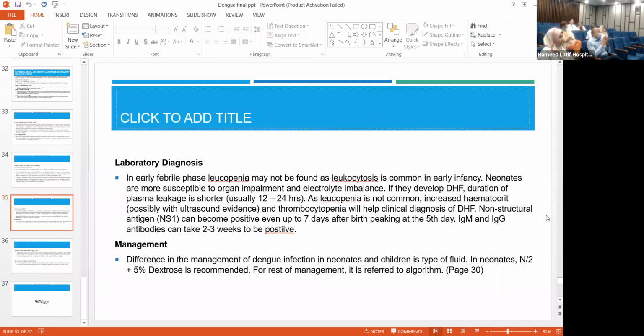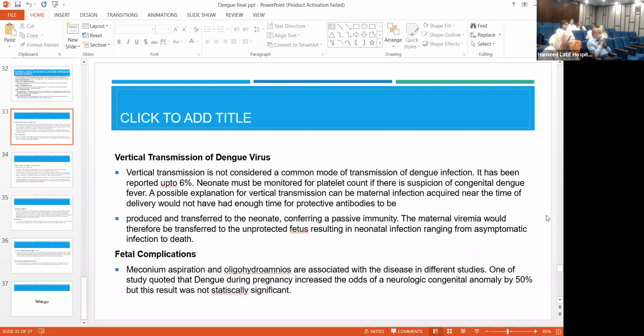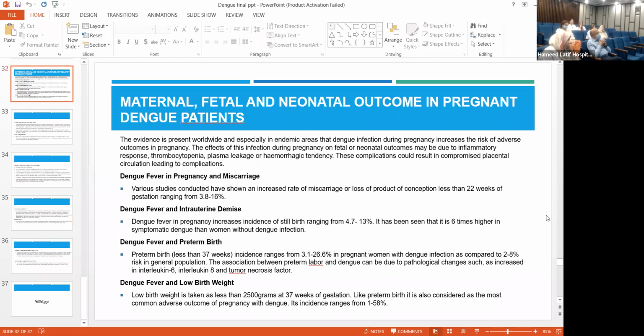There can be vertical transmission, there is the possibility of preterm birth, intrauterine growth restriction, and transmission of the virus to the baby, causing neonatal dengue, which would obviously be dangerous for the neonate as well. And then the peculiar physiological changes which take place in pregnancy may mask some of the features of dengue. Therefore, one ought to be more careful in interpreting changes and more alert to various factors which take place.